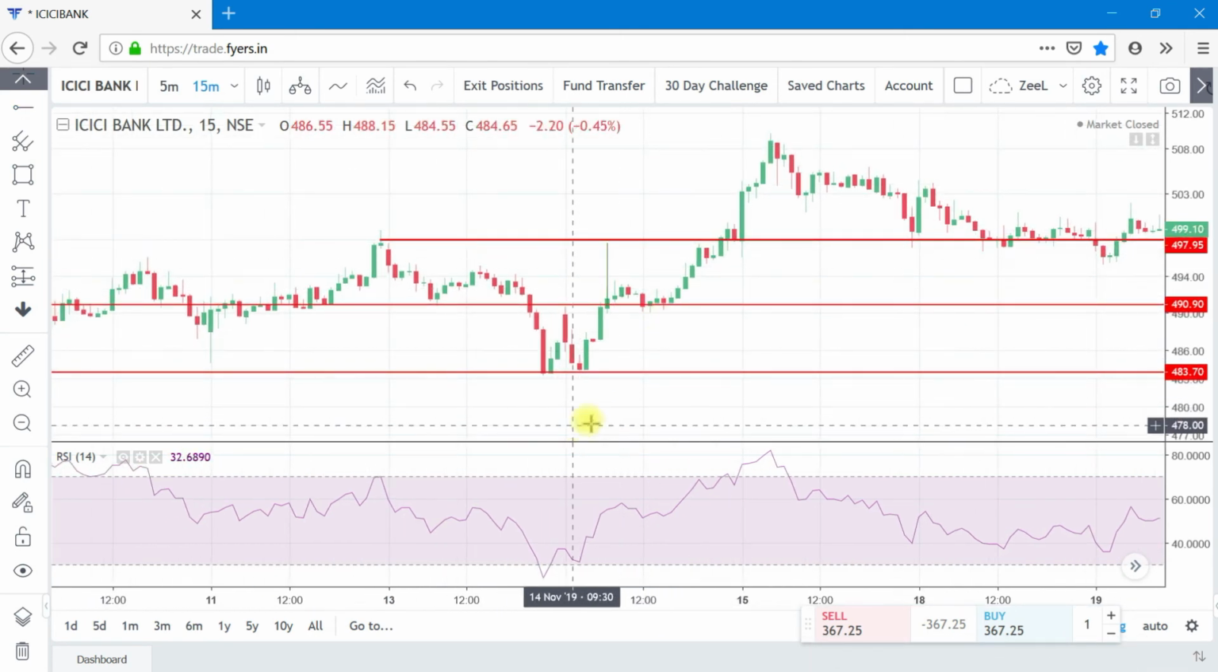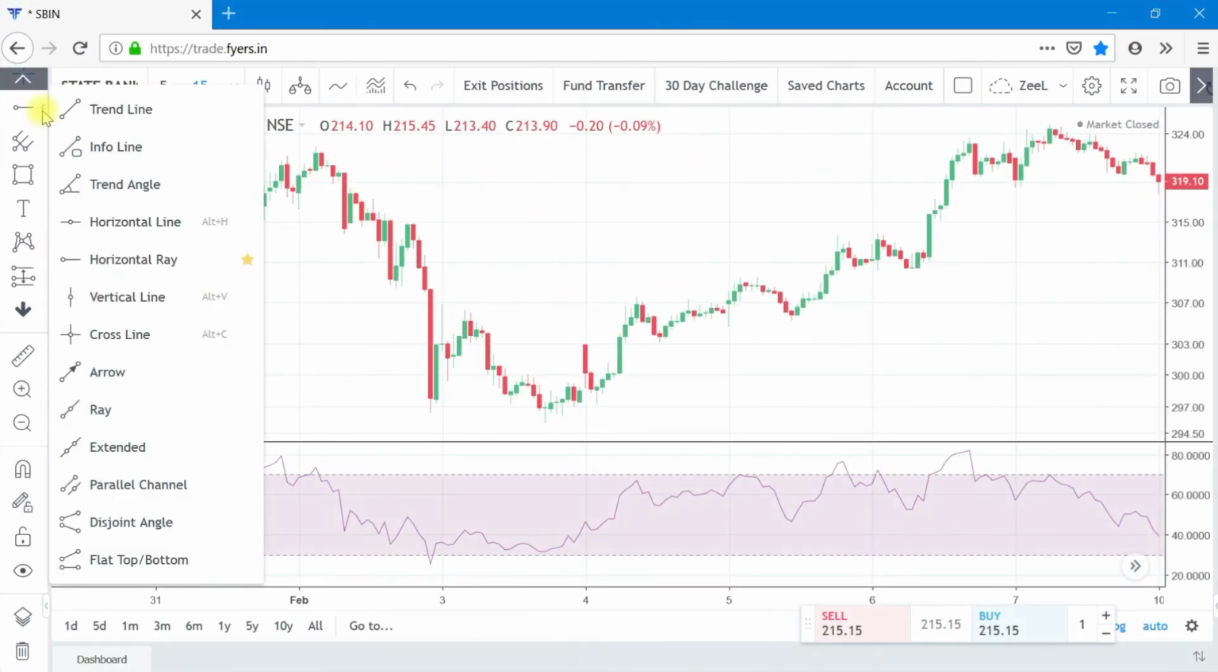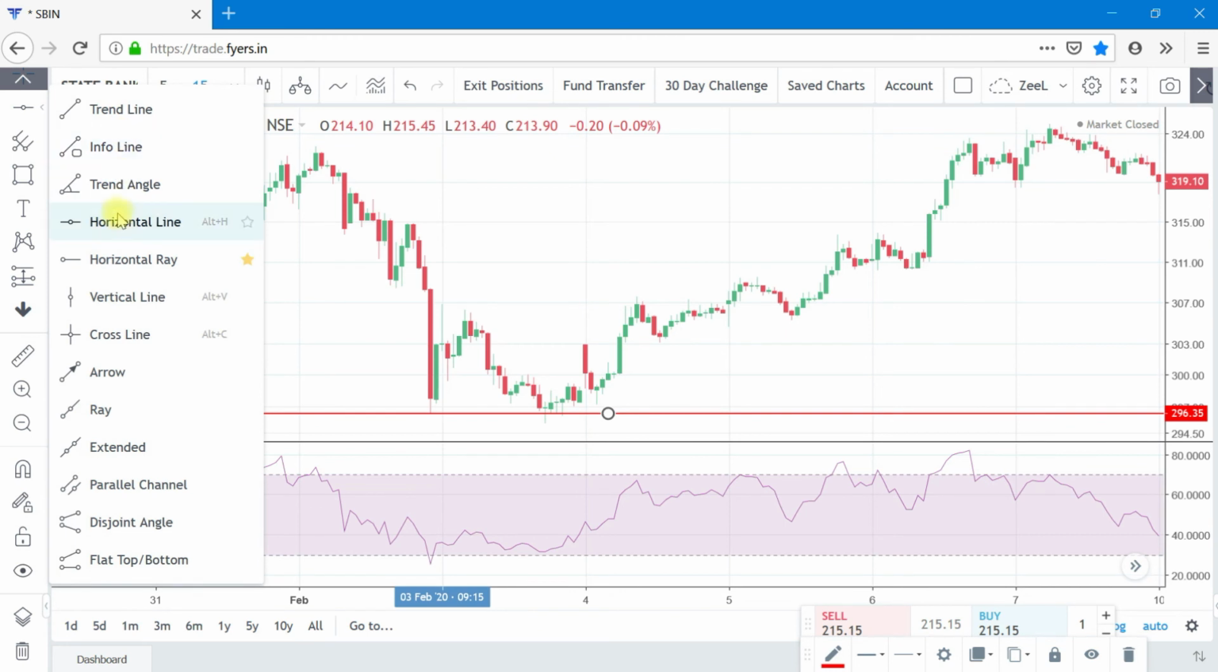Let us check a case where the target has not been achieved on the same day in which the pattern is formed. See here, double bottom in 15 minutes time frame. These are two bottoms. See here, the indicator is showing bullish divergence. How? Price is forming lower lows but the indicator is forming higher lows. So, with more probability, we can be bullish on this script.